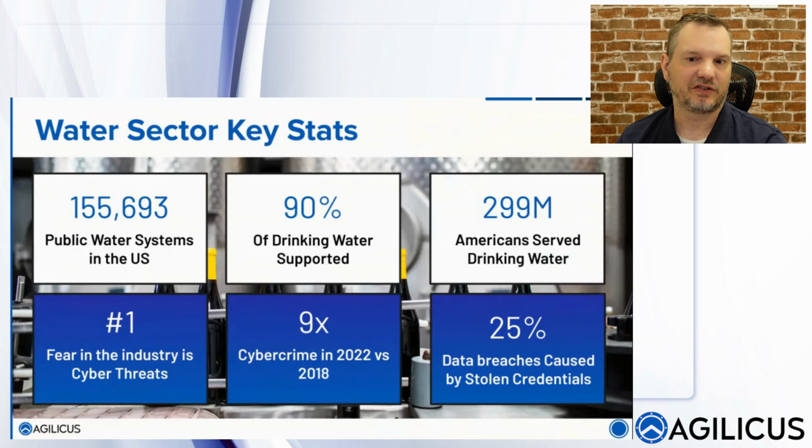So why would we do this? Well, public utilities, operational technology, industrial control systems as a whole have been a rich target environment for threat actors. There are over 150,000 public water systems in the US. 90% of them support drinking water across the territory. The number one fear in the industry is cyber threats. And the reason for that is operational technology networks and public water systems have really been meant to continue to be operational at any given time. There is no margin for downtime, planned or unplanned.